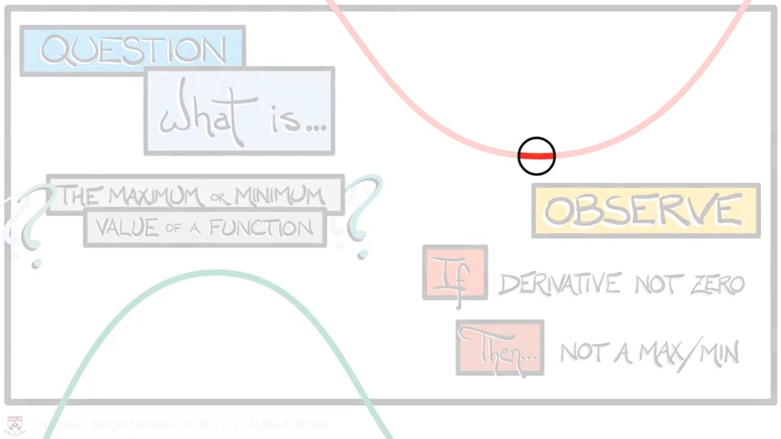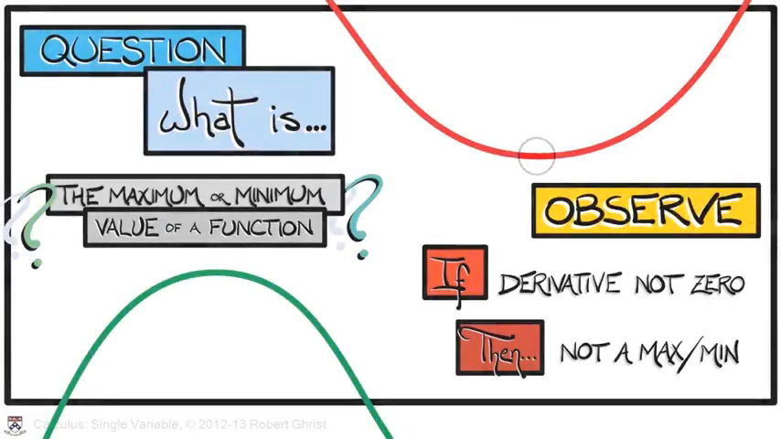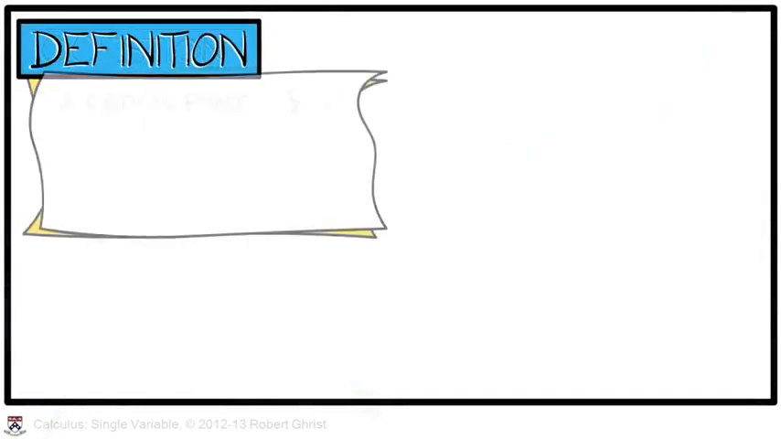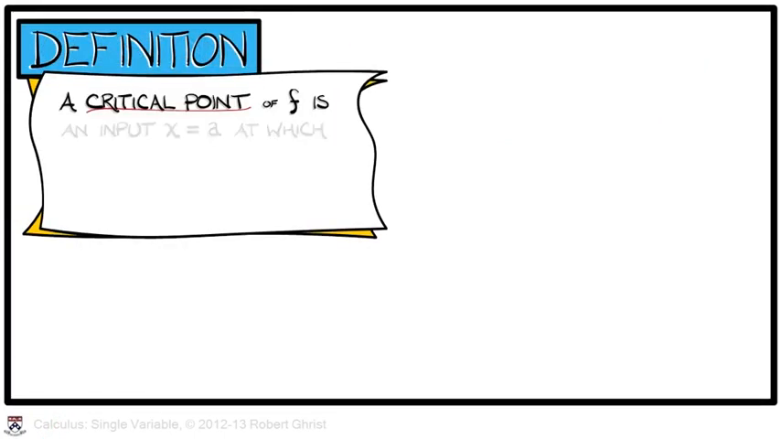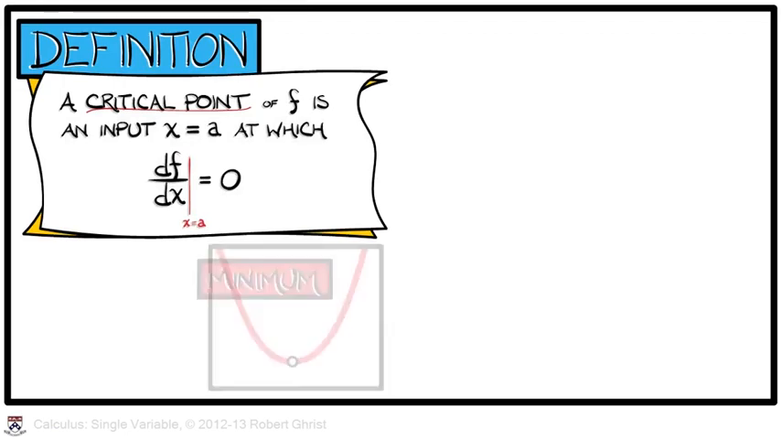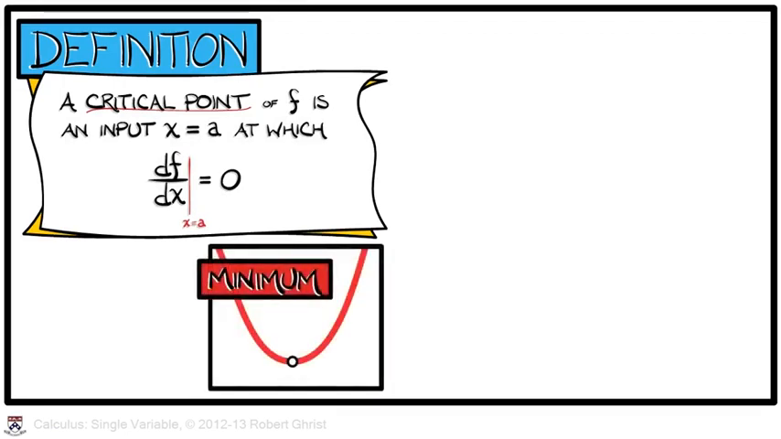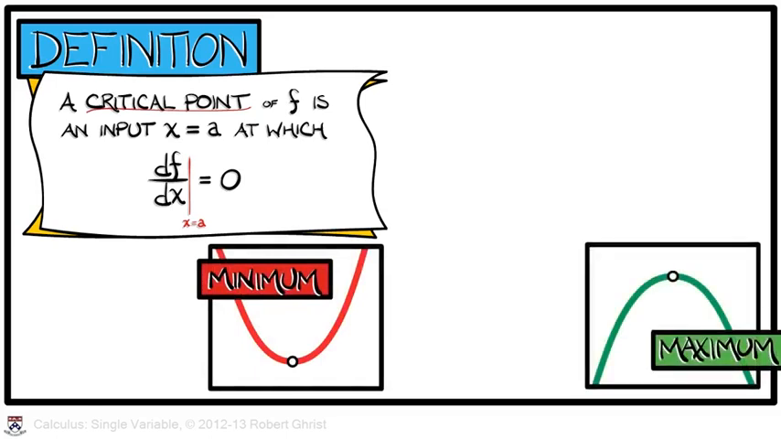Now, of course, we can run that observation in reverse. If we do have a maximum or a minimum, and the derivative exists there, then it must be equal to zero. This motivates the following definition. A critical point of a function f is an input, a, at which the derivative vanishes. So, for example, if we look at a location where there's a minimum, that's a critical point. If we look at a location where there is a maximum, that, too, is a critical point.